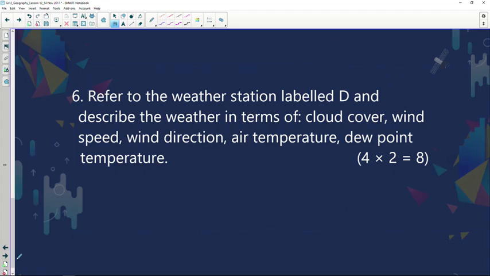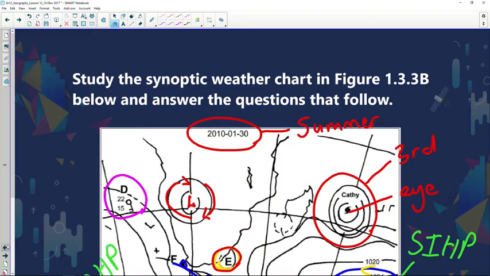Now refer to the weather station labeled D and describe the weather in terms of cloud cover, wind speed, wind direction, air temperature, and dew point temperature. Now, very importantly, I want to go back to the synoptic chart. Grade 12, when you answer this question, you need to be specific with the information on the weather station model. You need to give the exact air temperature, the exact dew point temperature, and the exact wind direction. So let's quickly go back to our synoptic chart.